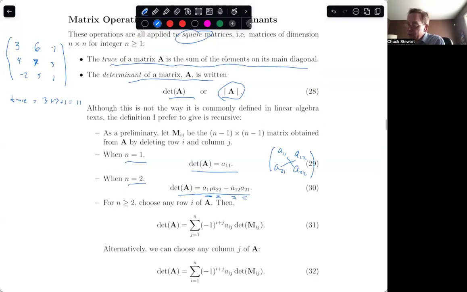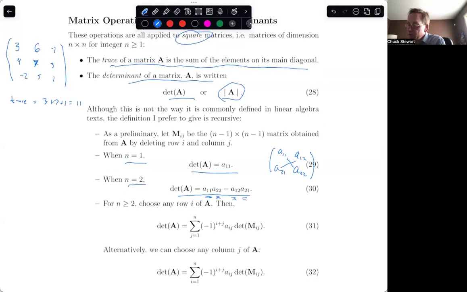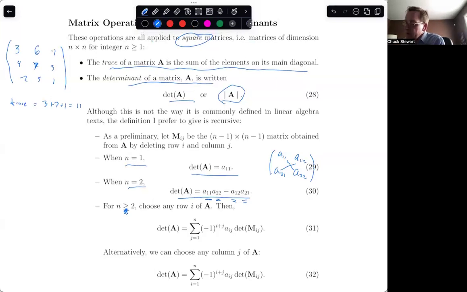For n greater than 2, well, it works for greater than or equal to 2, but let's make it strictly greater than just for clarity. What we do: M sub ij is the submatrix of size 1 dimension smaller, obtained by deleting row i and column j. So in our example above, M11 equals 7, 3, 5, and 1.